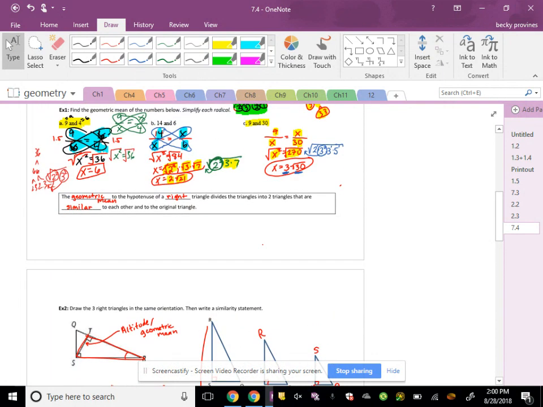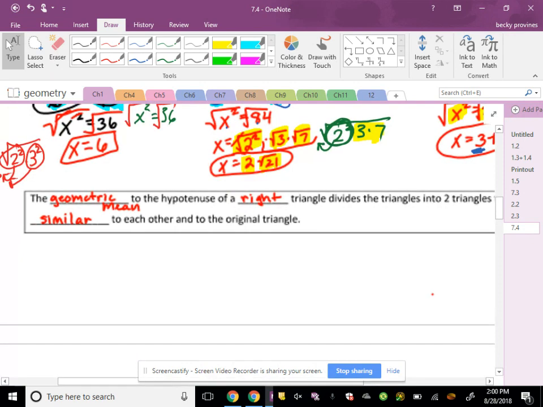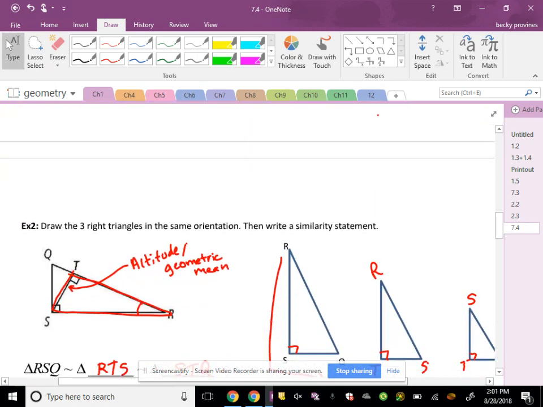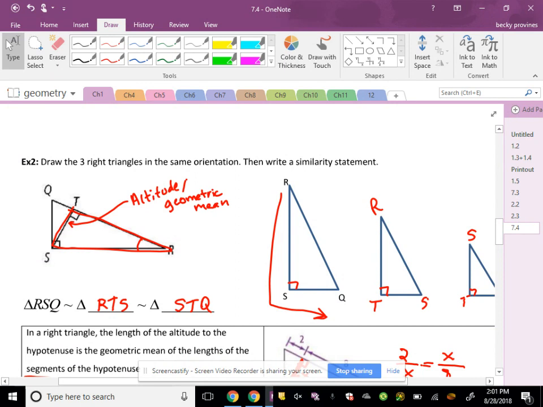Now, moving on, we have this thing called the geometric mean. I know the line's small, try to fit it in. The geometric mean to the hypotenuse of a right triangle divides the triangle into two triangles that are similar to each other and to the original triangle. So we call this a lot of times the Goldilocks of triangles, because when you look at this, there's like the Big Daddy triangle, and then there's like the medium-sized mommy triangle, and then you have the small little baby triangle. So when I refer to it as the Goldilocks, you know what I'm talking about. It's the 3 triangles in one.